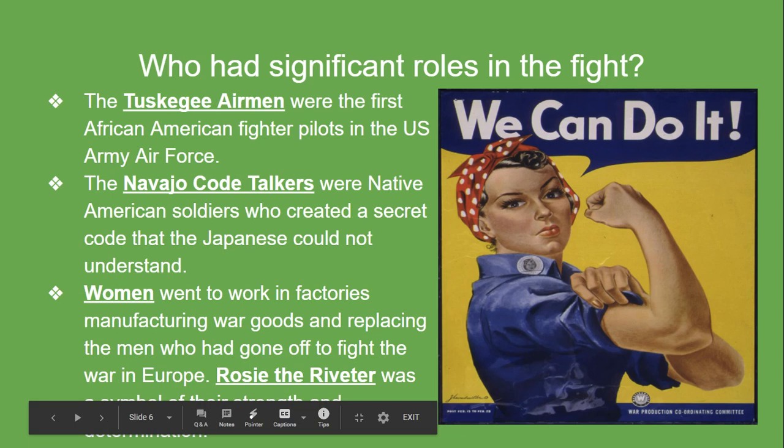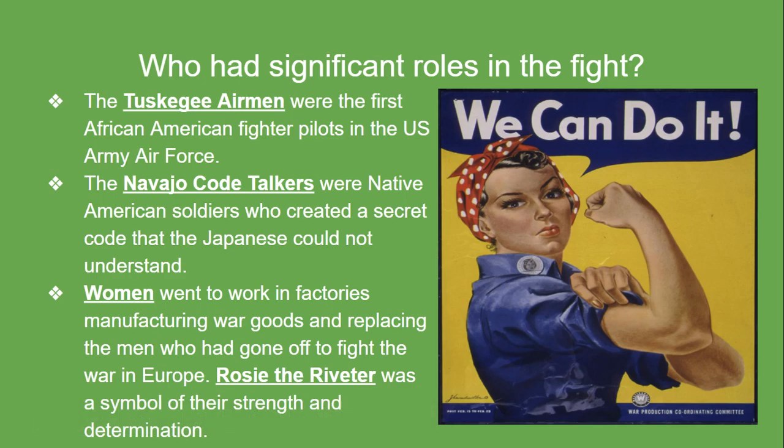Now, who had significant roles in the fight? Well, we have the Tuskegee Airmen. The Tuskegee Airmen were the first African American fighter pilots in the U.S. Army Air Force. The Navajo Code Talkers were Native American soldiers who created a secret code that the Japanese could not understand. And women went to work in factories manufacturing war goods and replacing the men who had gone off to fight the war in Europe. Rosie the Riveter, shown right here, was a symbol of their strength and determination.